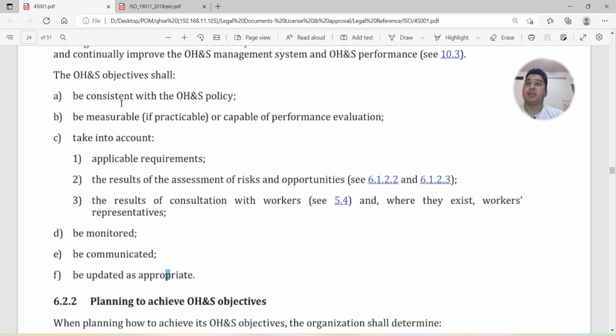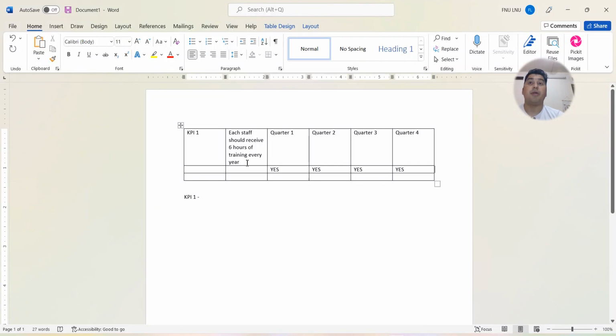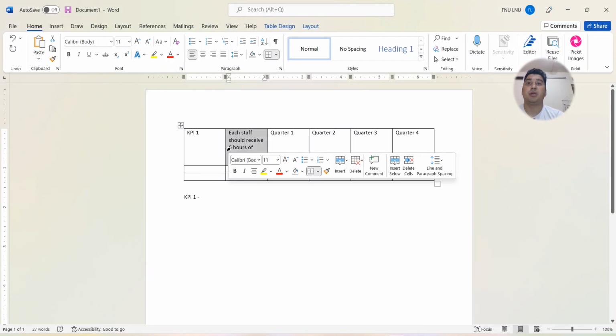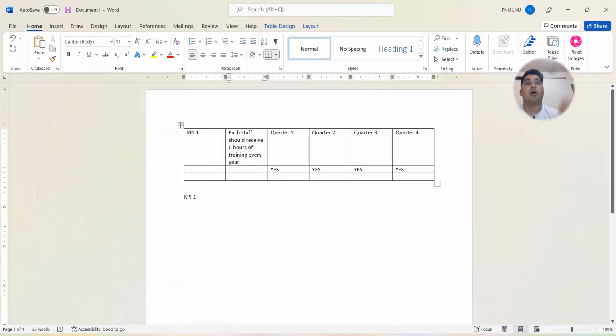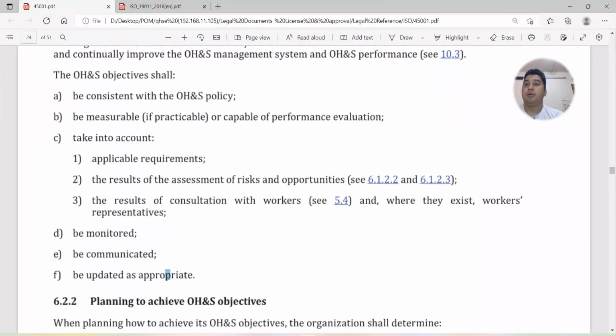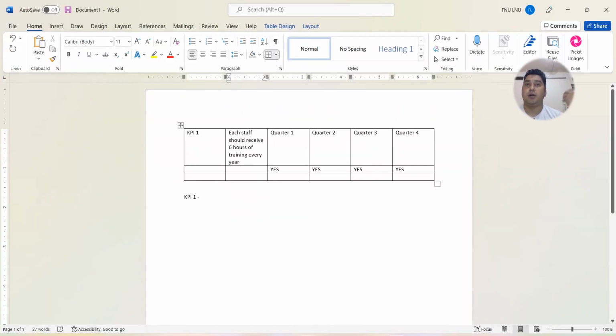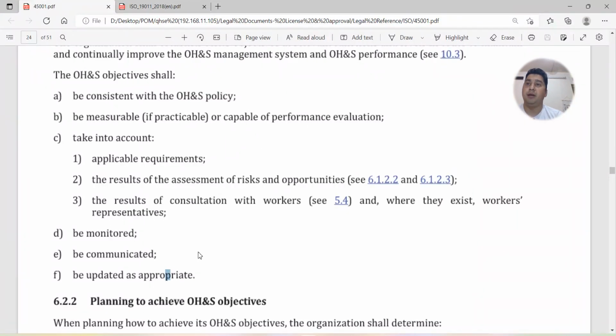Okay. So it is saying that it should be consistent with the OHS policy, be measurable. How can you measure? Only the number you can measure. Now the number I have given, what is the number here? 6 hours. So 6 hours I can measure. After that, be monitored. How can you monitor? Through the training records. Be communicated. How can you communicate? These KPIs you can communicate through the TBT, through the notice board, and updated as appropriate.